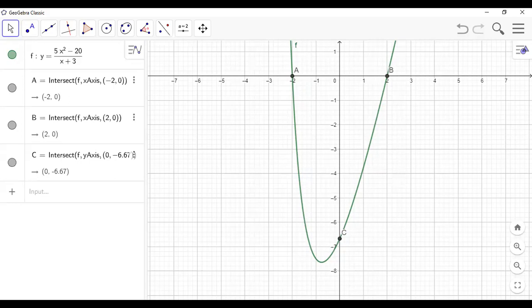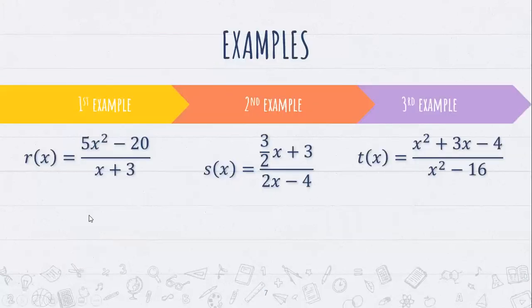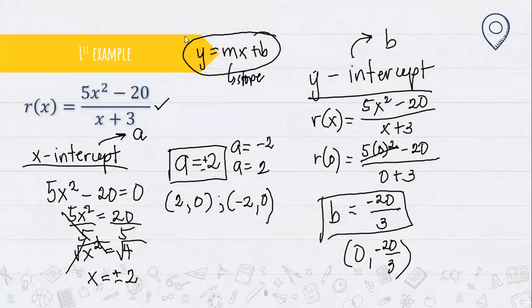Okay? Sige, next tayo. Balik tayo dun sa presentation. Okay. So, next example tayo. Recall muna tayo. How to find x-intercept na nga. Paano nga kunin sa x-intercept, class? Equate the numerator to 0. Okay.